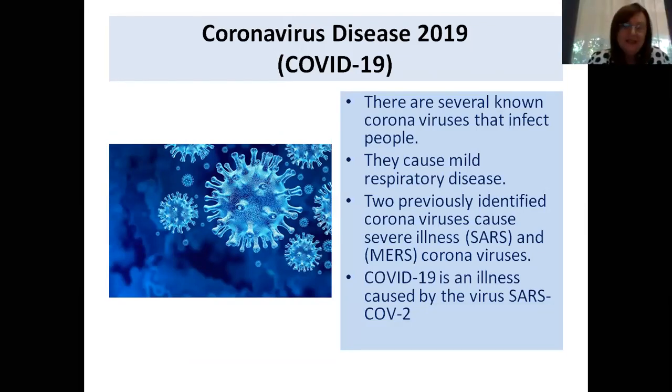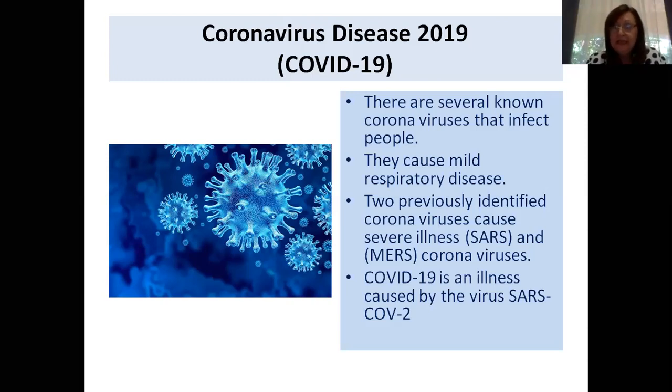So the topic today is about COVID-19 and children's health. There are several known coronaviruses that infect people, and we all know that they cause mild respiratory disease. Two previously identified coronaviruses caused severe illness, the SARS and the MERS coronaviruses, the severe acute respiratory syndrome and the Middle East respiratory syndrome coronaviruses. They were identified in 2002 and 2012 respectively, and fortunately they did not cause a pandemic.